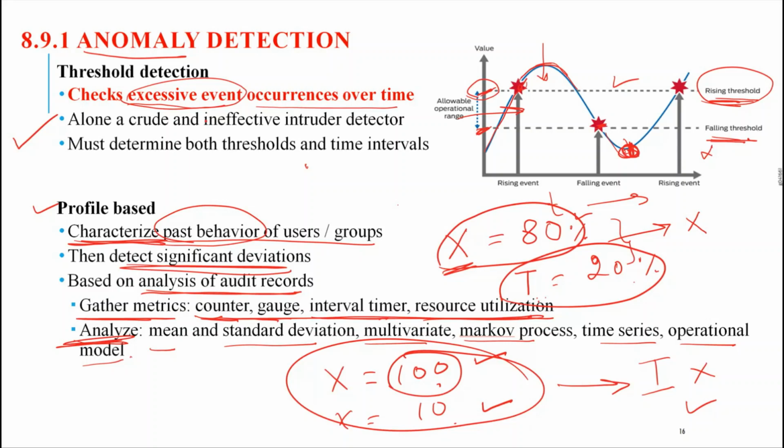If you compare threshold detection and profile based, they are almost the same. Here you are fixing the range, but there you are fixing it based on the past behavior of the user. That is the only difference.